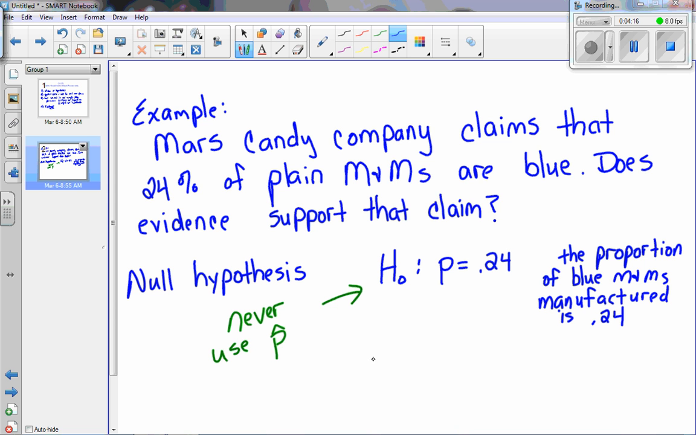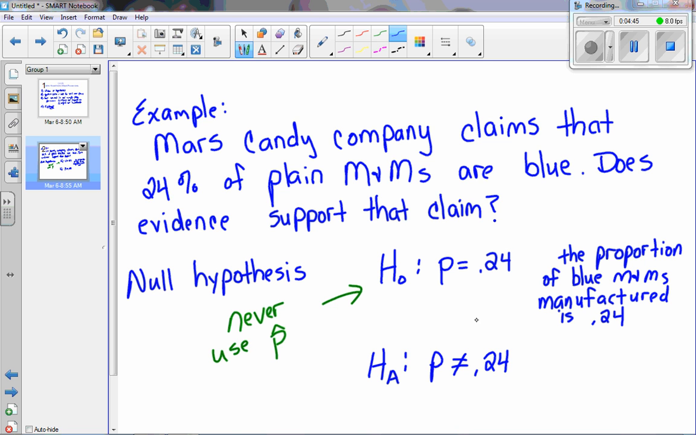Then what we have to do is we need an alternative hypothesis that we're testing this against. And so we use HA for the alternative hypothesis. Now this is going to depend on the question asked. Now this question says, does evidence support that claim? Sometimes you're asked something like, is the proportion less than 0.24, or is it greater than? But here, we're not really given a direction, less than or greater than. So I'm going to say p is not equal to 0.24.